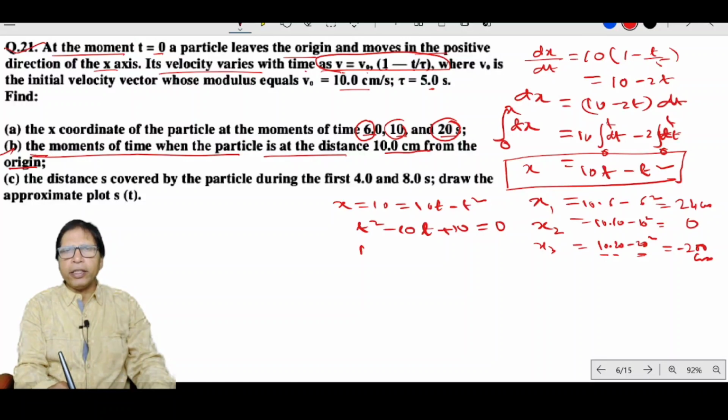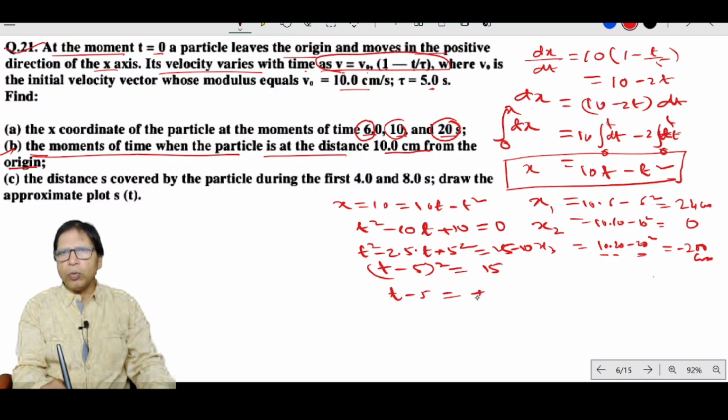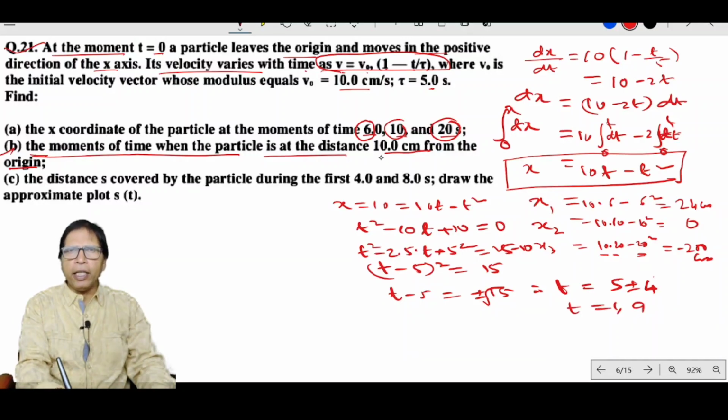Okay. So t square minus 2 into 5 into t plus 5 square, so 25 minus 10. So t minus 5 whole square equals 15. Therefore t minus 5 equals plus minus root 15. Therefore t equals 5 plus minus almost 4. Therefore, at t equal to 1 second and 9 second, the particle is at a distance of 10 centimeter from the origin. Okay.